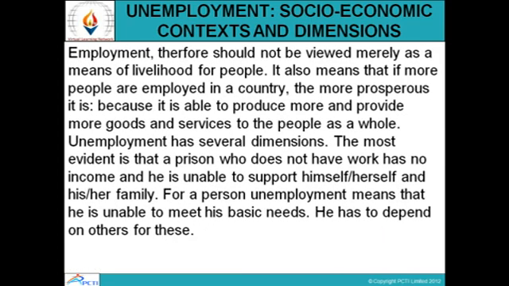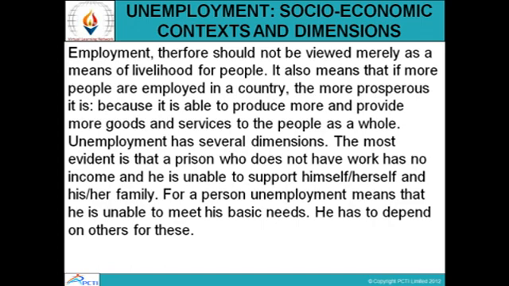Employment, therefore, should not be viewed merely as a means of livelihood for people. It also means that if more people are employed in a country, the more prosperous it is, because it is able to produce more and provide more goods and services to the people as a whole.